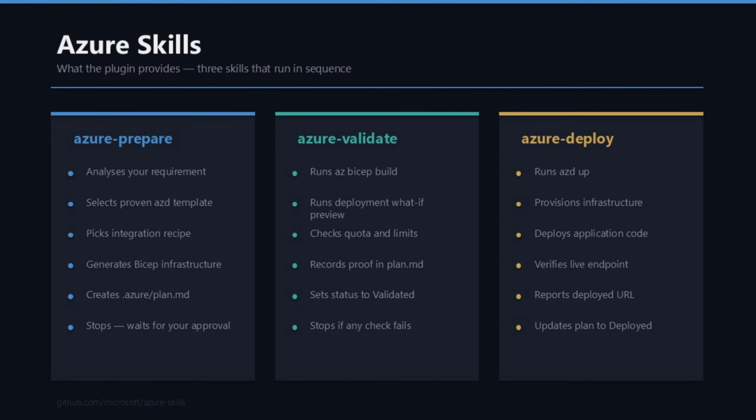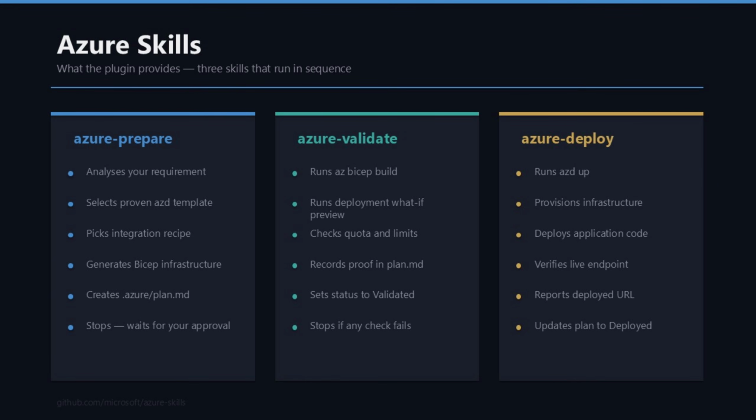So the second step is Azure Validate. Here it checks everything before deployment. It compiles the Bicep files to make sure there are no errors. It runs a deployment preview so you can see what resources will be created. It also checks the quota and the limits. All the results are recorded in the plan file. If anything fails, it stops there. It doesn't push the broken infrastructure to Azure.